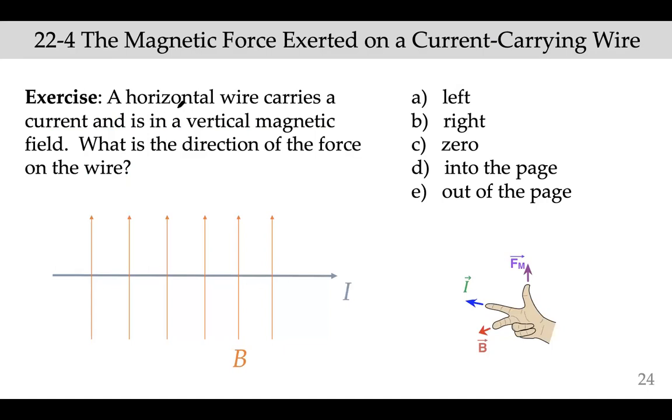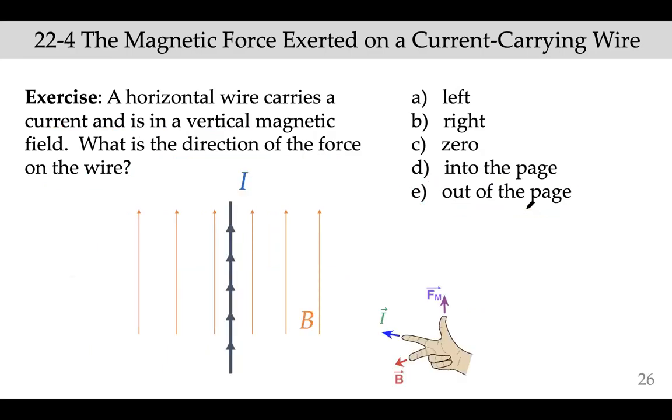Okay, here's an example, a horizontal wire, which is here. It carries current I and is in a vertical magnetic field. Magnetic field lines are in the up direction. What is the direction of the force on the wire? Now your index finger points to the right. Your middle finger points up. And if you do that, what you will find is your thumb will be pointing out of the page. So the answer for the force is out of page.